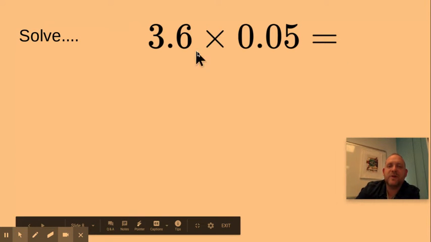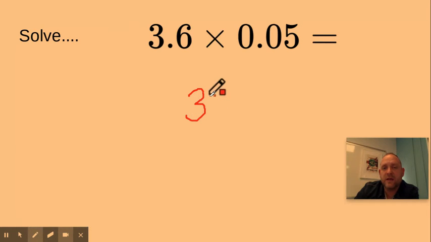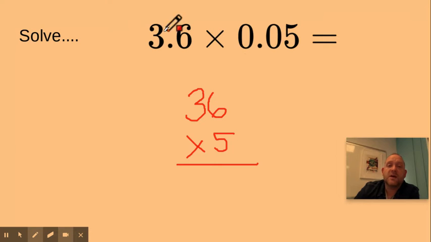I've got 3.6, or 3 6/10 times 5/100ths. But again, I'm not going to worry about anything other than my integer. I'm going to worry about the digits here, and I'm not going to so much worry about what place they're in, because when I am done, I'm going to deal with the decimal point. So I'm basically going to take my 36 and my 5, and I'm just going to pop them over here. And I'm going to multiply.